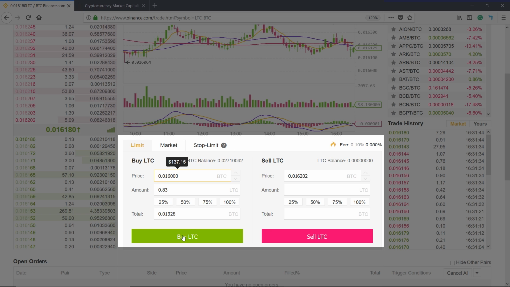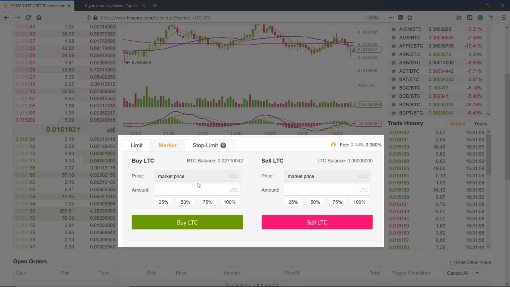I'm not going to click buy because I really don't want to buy anything right now. This is just for illustration purposes. You can actually change the amount you're going to buy here, 25%, 50%, 75%, or all of my Bitcoin here. And that's how that buy works.